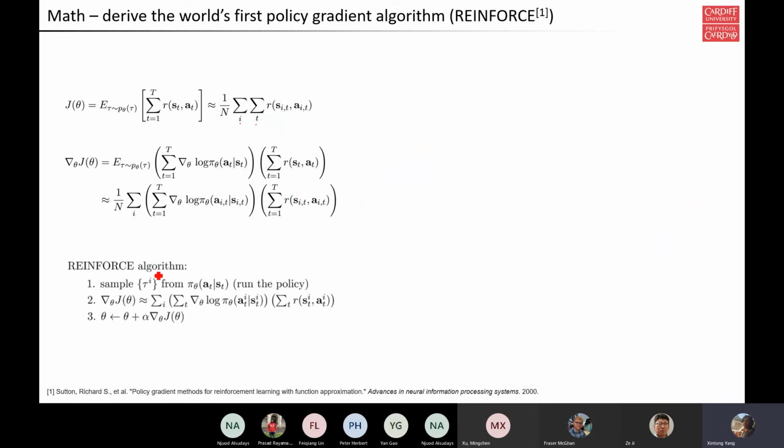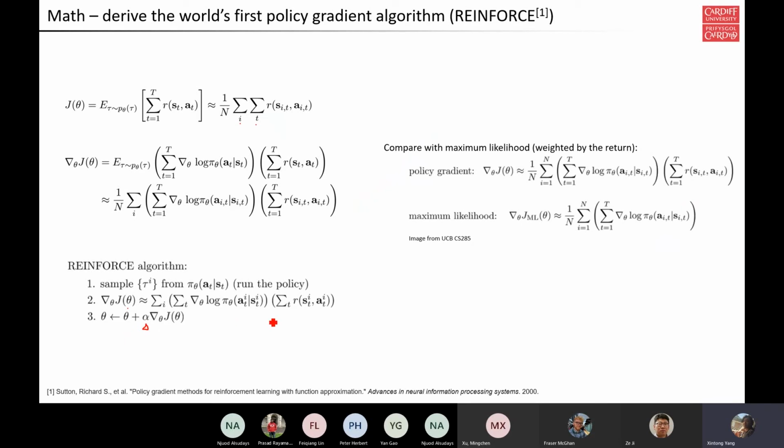So this is the REINFORCE algorithm. It is composed of 3 steps. First one is to sample a bunch of trajectories from the current policy. So just run the policy in the environment, and then we estimate the gradient. We backpropagate it with some learning rate alpha to the parameters. This is the REINFORCE algorithm.